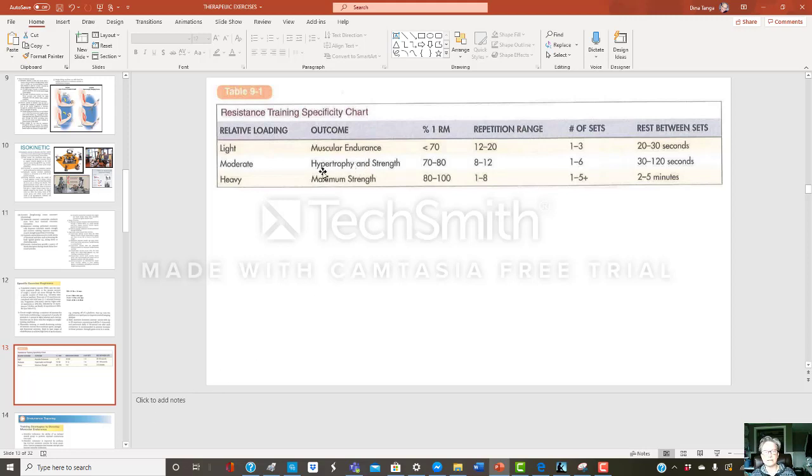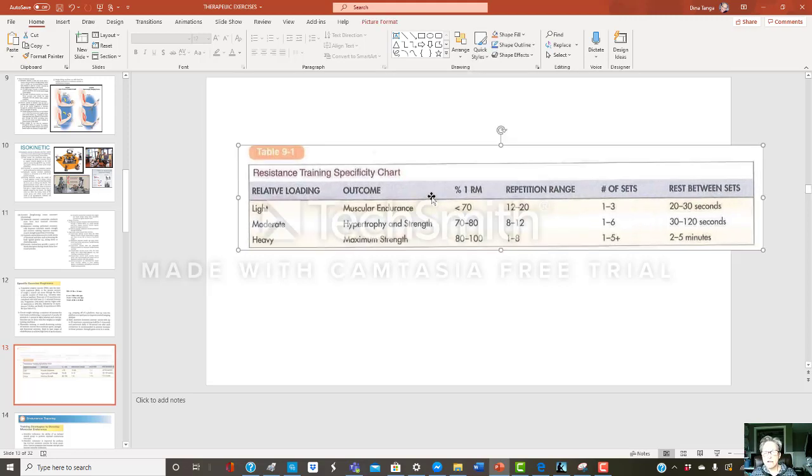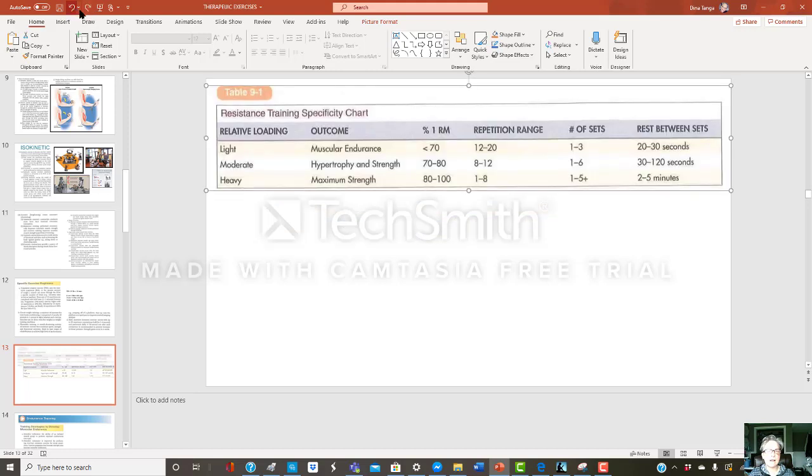So muscular endurance, hypertrophy and strength, maximal strength. Percentage of your 1 rep max, 70% or less, 70 to 80%, 80 to 100%. So you need to calculate your 1 rep max in order to be able to determine what that weight is. Repetition range, muscular endurance, 12 to 20. Hypertrophy and strength, 8 to 12. Maximum strength, 1 to 8 rep range.